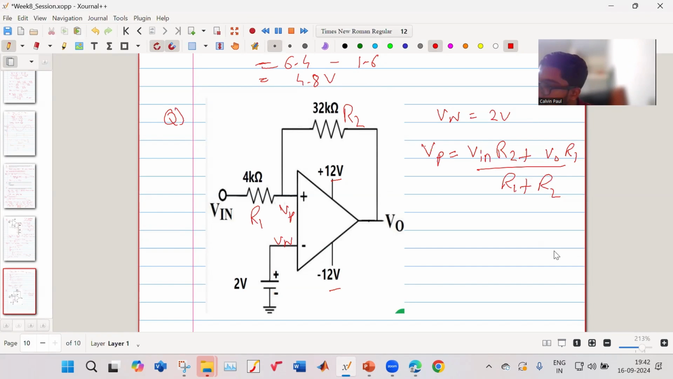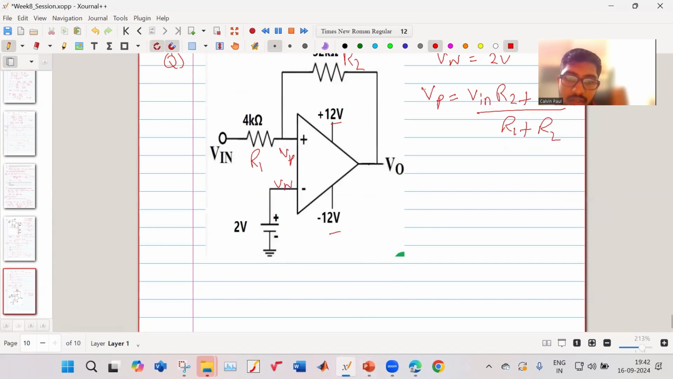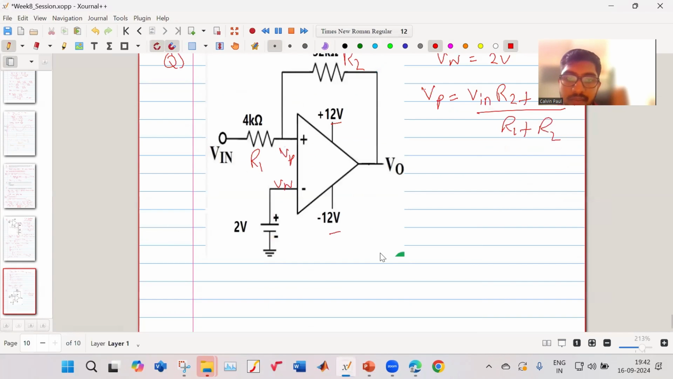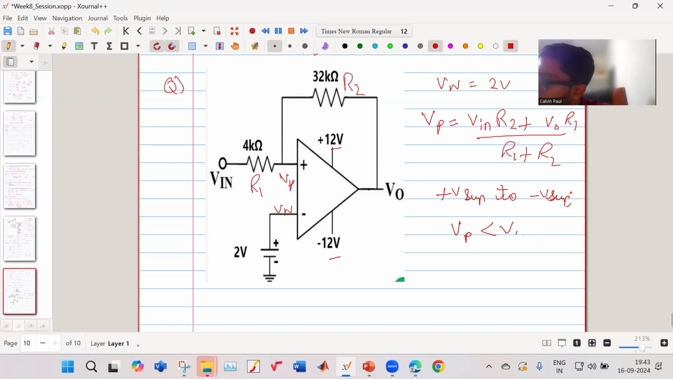So now we want to find, what have they asked? They have asked us upper trigger point, lower trigger point, and hysteresis band. Fine. The same thing which we did earlier. So what we have to do is, we have to find the condition when it goes from plus V supply to minus V supply. In that case, what happens? Your VP must become less than VN.